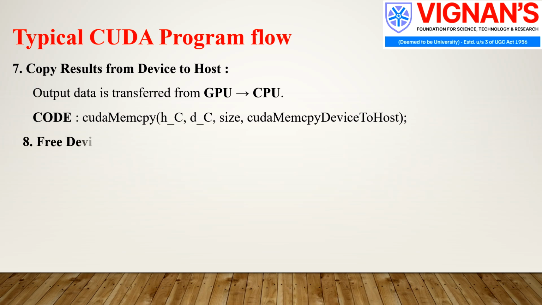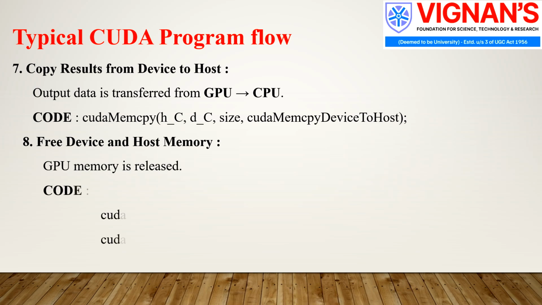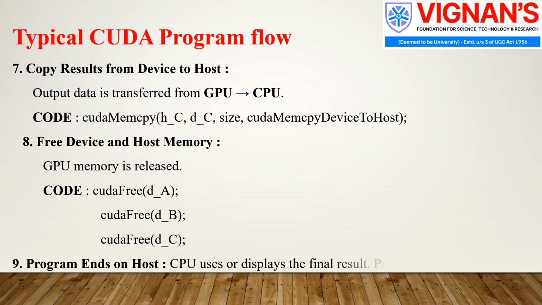Step 8 is freeing memory resources. Once the data transfer is complete, the GPU memory that was allocated earlier is no longer needed. The program releases all device memory to avoid memory leaks. Host memory can also be released if it is no longer required. This step ensures efficient use of memory and keeps the system stable. Step 9 marks the end of the program. The program continues execution on the CPU. The CPU now uses, displays, or stores the final result. After this, the program terminates normally.